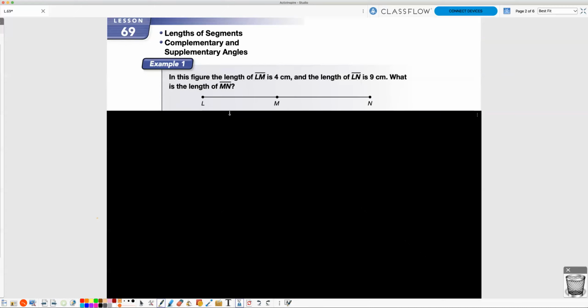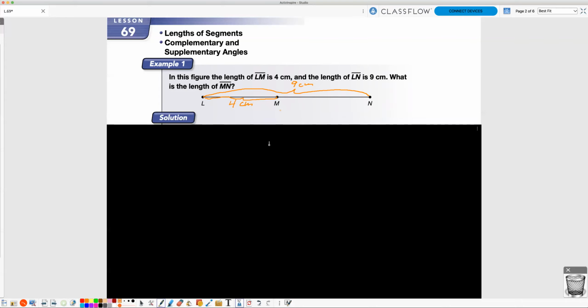So in this figure, the length of L to M is 4 centimeters. And the length of L to N, all the way from this point all the way over to this point, is 9 centimeters. So from L to M is 4 centimeters, and all the way from L to N is 9 centimeters. What is the length of M to N? The unknown factor there is this point. We don't know what the length of M to N is as a line segment.